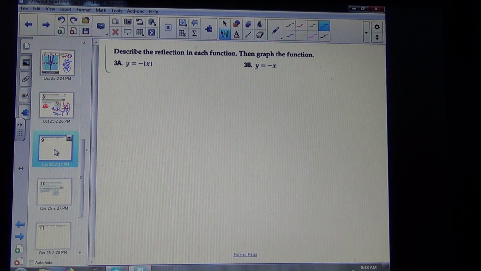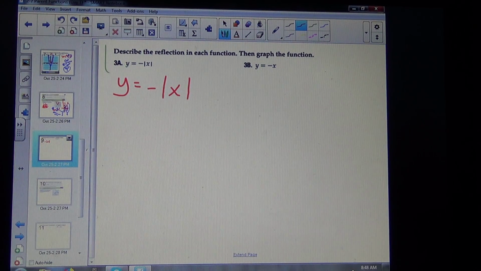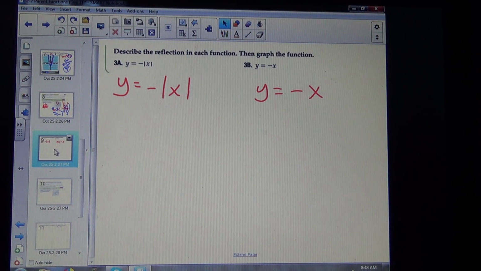Alright, so I want you guys to try both of these equations. Describe the reflection of each function and then graph the function. I'll give you a little bit of time here. Draw the parent graph first, and then draw what happens. And if you can't see it, I'll write it down here. It's in your book too. So there's the one equation, and there is the other. I'll give you a little bit of time to do that one here.